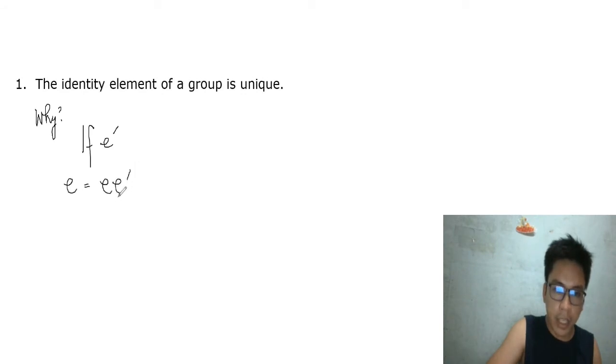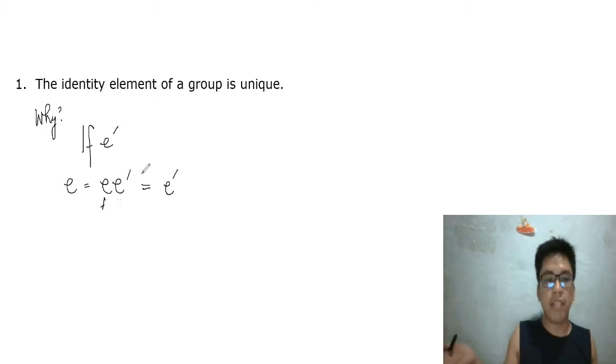Because this is an identity, this is also an element of G. So if you multiply an element by an identity, you get the same element. But if this is also an identity, this can also be the same element. So that makes sense that the identity element of a group is unique.